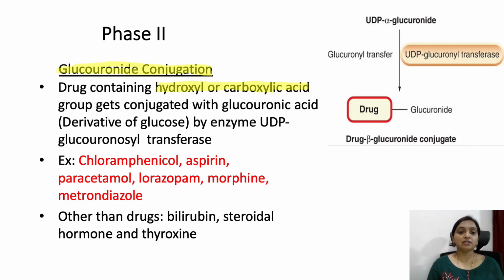So examples are chlorpheniramine, aspirin, paracetamol, lorazepam, morphine and metronidazole. Apart from this, endogenous substances which will also undergo glucuronide conjugation are bilirubin, and hormones like steroids and thyroxine also undergo glucuronide conjugation.